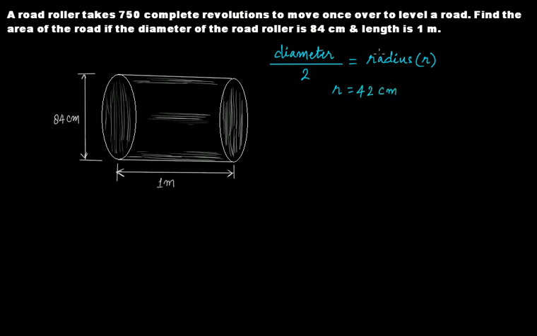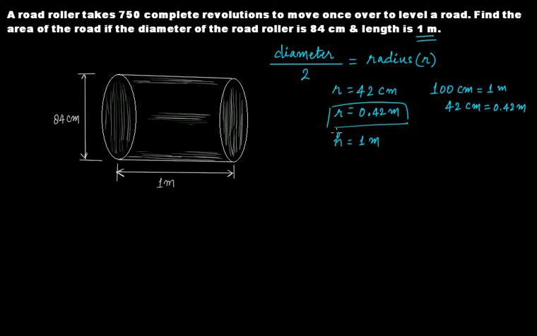Okay. Now, since our length is given in meter, let's convert this radius into meter. Since 100 centimeter is equal to 1 meter, therefore 42 centimeter is equal to 0.42 meter. Okay, so radius is 0.42 meter. And what's the height? Height is 1 meter.